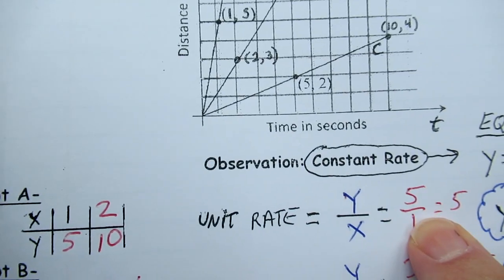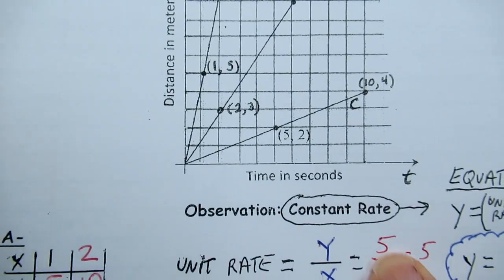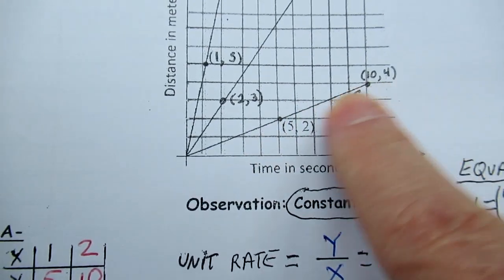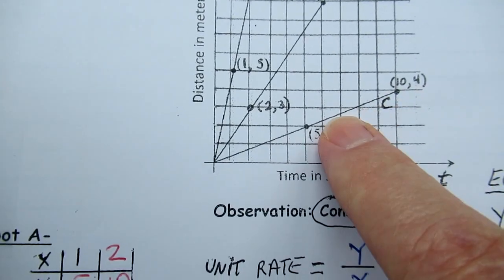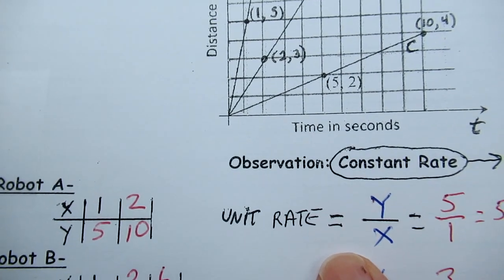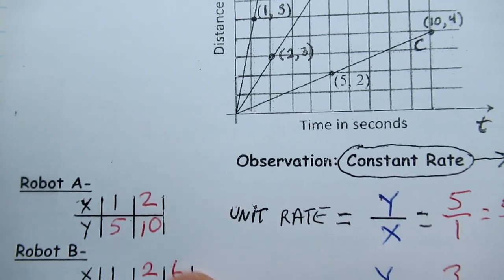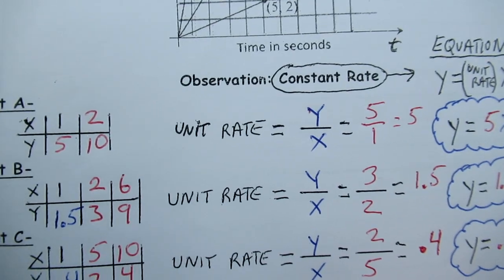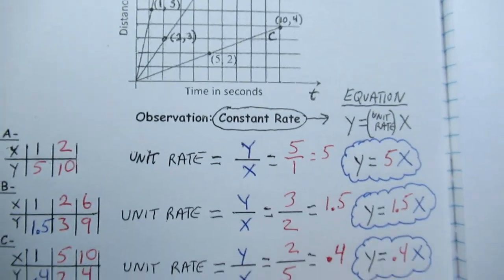So that's something else you'll be doing today, is finding the unit rate. And that's just taking 2 points, taking the y minus the y over the x minus the x, or basically just y over x. You'll see a video on that today also.